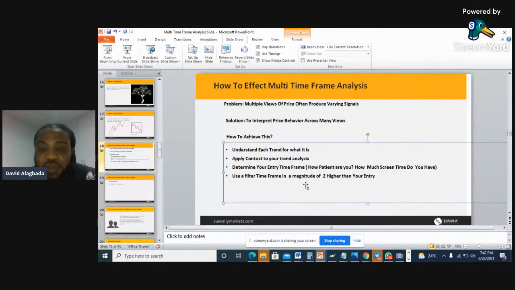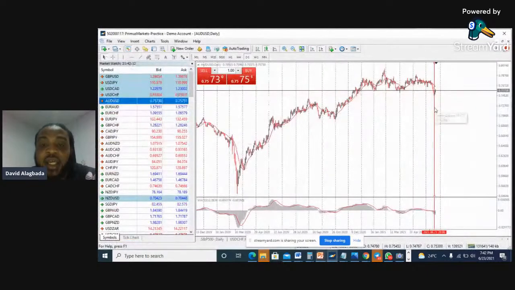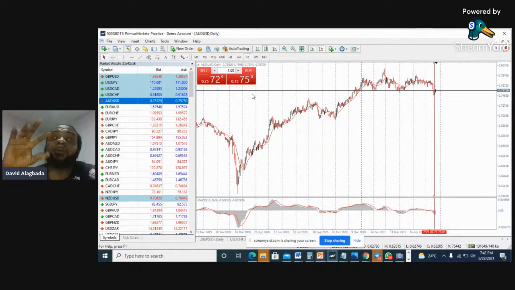So this is really the thing, and again, like I've said, it helps you see your main. Another thing is, if you're using your filter time frame, which is an order of magnitude of at least 2, make sure that that's the time frame that you begin to plot your resistances and supports from.